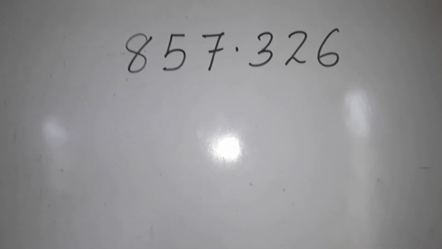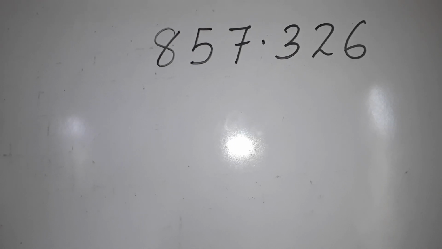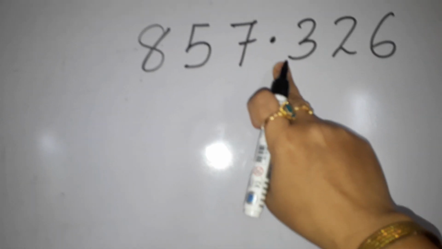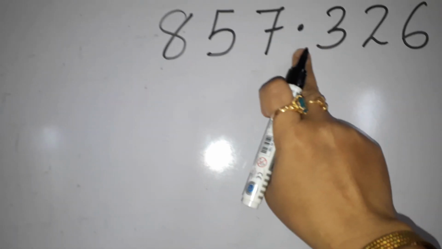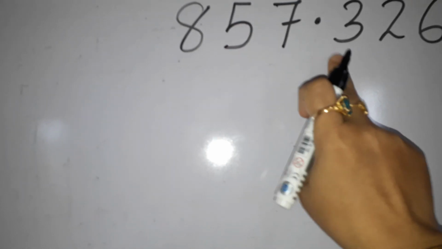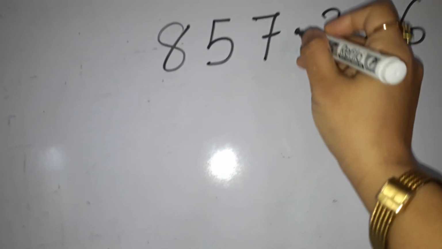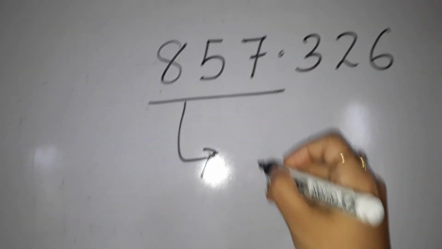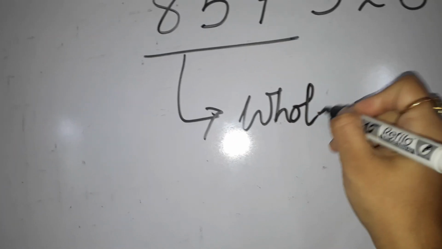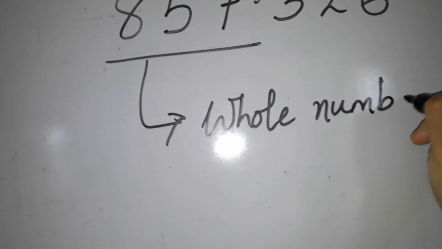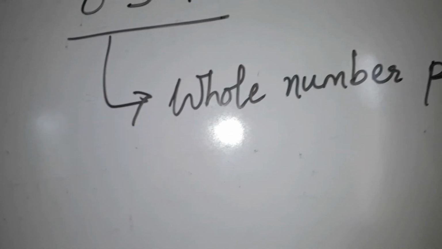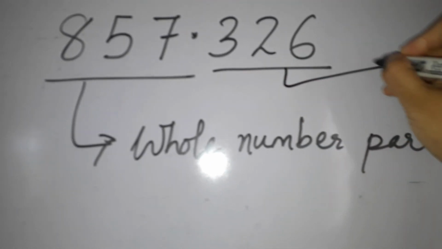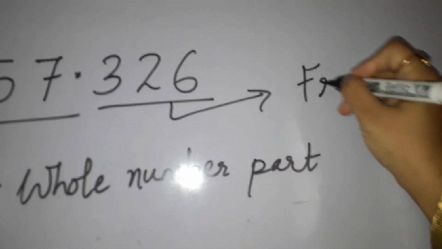So this is a decimal number. This is not an ordinary number, it's a decimal number. Now a decimal number has got two parts. You can see a point in the middle, and towards the left there is a part, towards the right there is another part. So on the left of the decimal point, this part is called the whole number part, and towards the right of the decimal point, this part is called the fractional part.